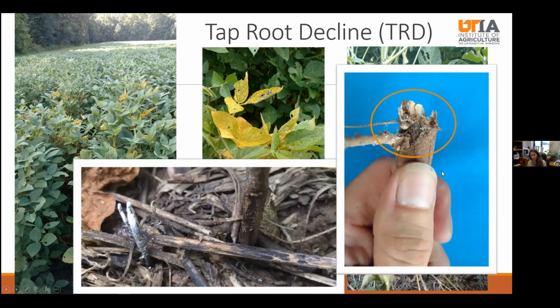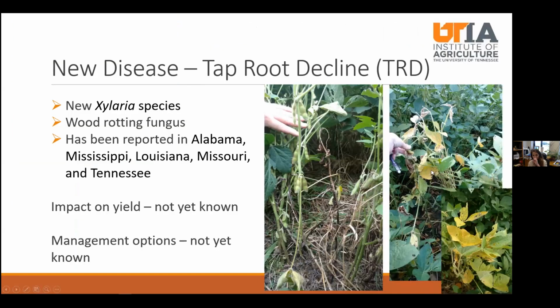And looking closer at that taproot, you see the white growth of the fungus of the taproot decline species. And so this is a brand new species of Xyleria. Xyleria is a wood rotting fungus, so this species has kind of jumped over to being a pathogen. It has been reported pretty much across the entire southeast and mid-south areas. The impact on yield is still not really known, but obviously this plant's not producing. And even others next to it might have reduced pod load.